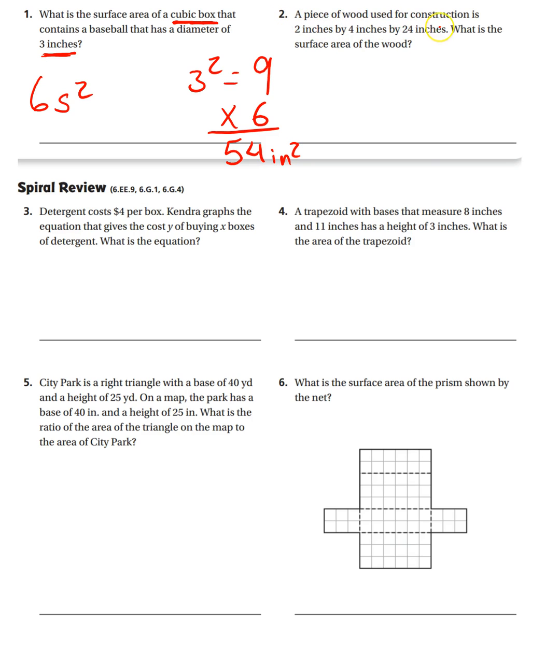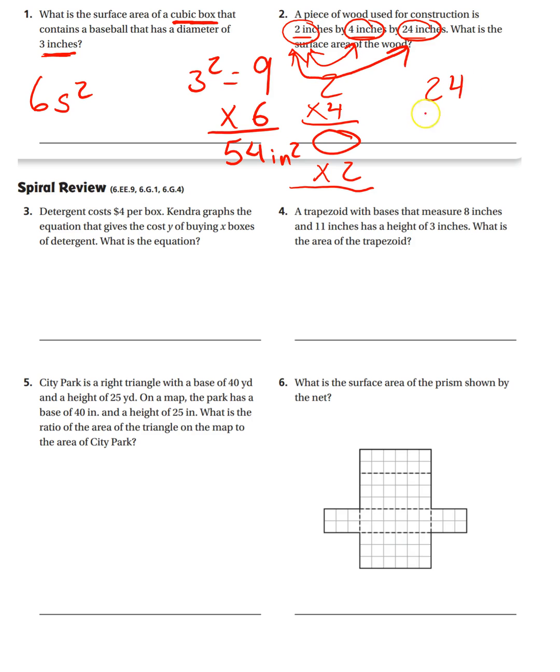Okay, number 2, a piece of wood used for construction is 2 inches by 4 inches by 24. What is the surface area? Okay, again, I got my 3 numbers. I got to multiply the 2 times the 4, get that answer, and then multiply it by 2. I need to multiply the 2 times the 24, and then multiply that answer by 2. And then the last thing I haven't done is 24 times the 4. Get that answer and multiply that by 2.